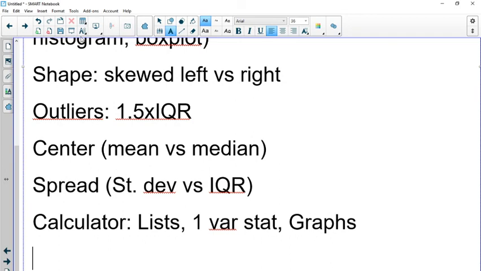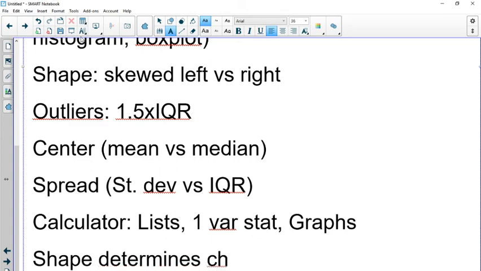And last thing, shape determines the measures we're going to use for center and spread. So if we're symmetric, you should know that we're going to use mean and standard deviation. That's going to be our better measures of center and spread. If you say that the data is skewed or that there's a bunch of outliers, then median and IQR are going to be better measures of center and spread.